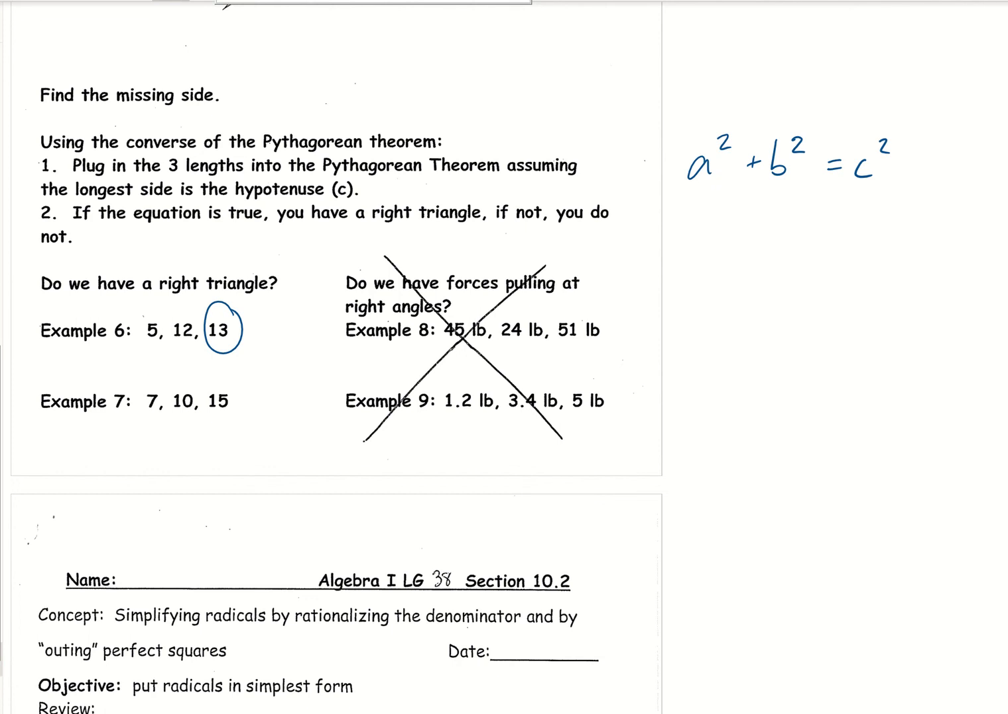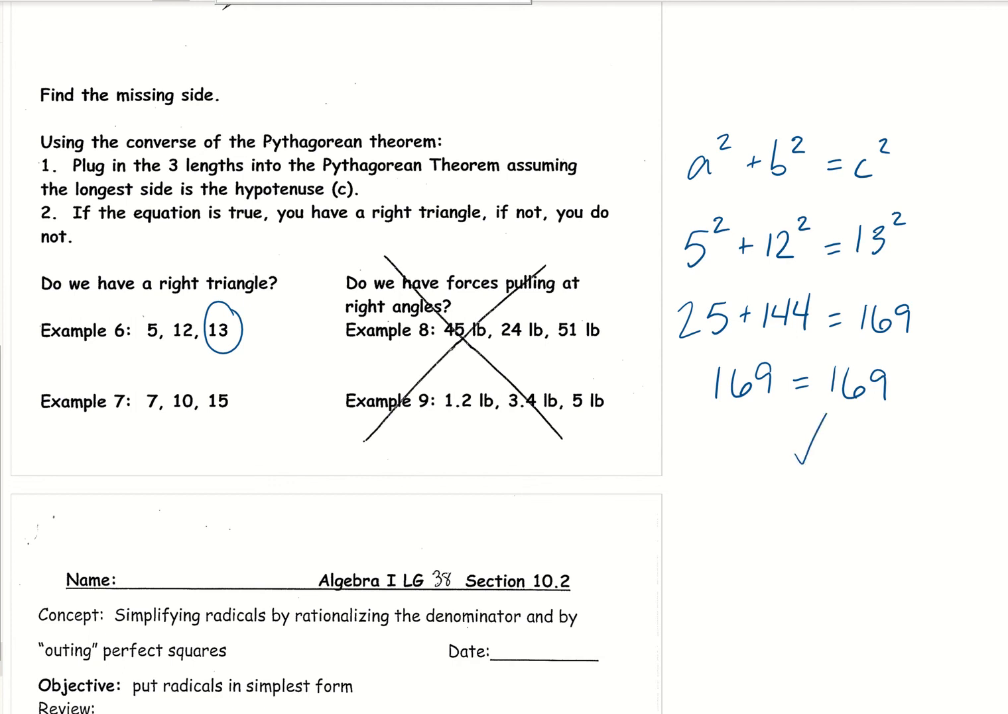So we then have 5 squared plus 12 squared equals 13 squared. 5 squared is 25. 12 squared is 144. And 13 squared is 169. So then we add those together. We get 169. And of course, 169 is equal to itself. So that means this one is a right triangle. Okay. So for example 6, the answer is yes, it is a right triangle.